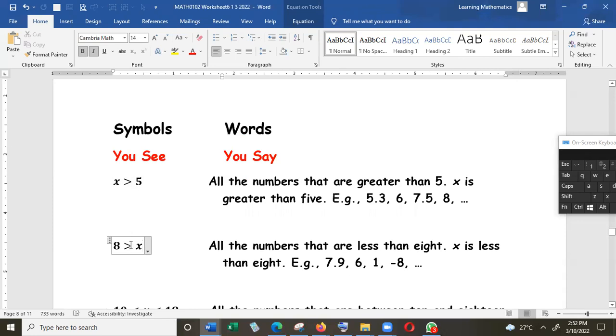So that is the reason why I'm stressing it is not the greater than sign, neither the less than sign. It is the opening that is called greater than, and the point is called less than. Always start reading from the X. All the numbers that are less than 8, X is less than 8. Numbers like 7.9, 6, 1, -8, right? All the numbers that are less than 8.